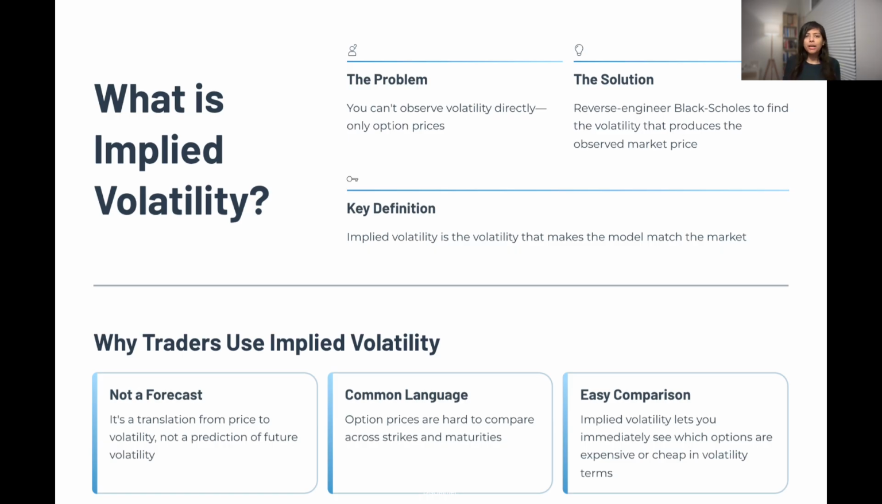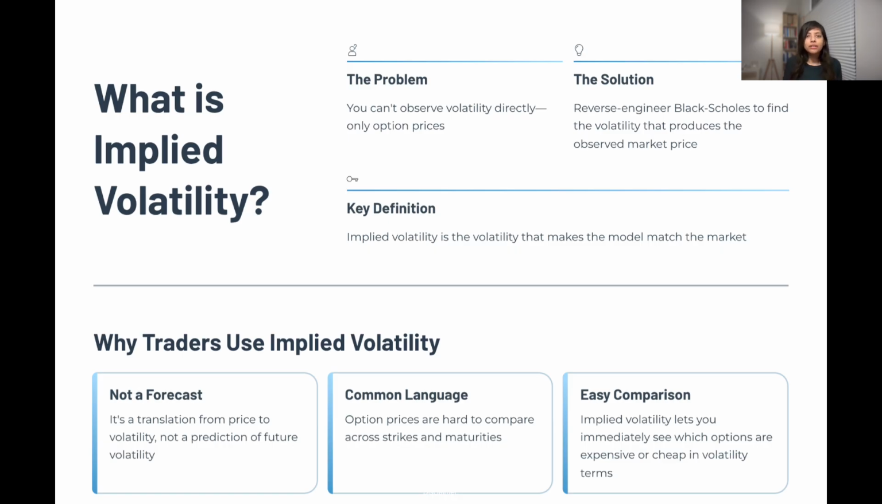So normally Black-Scholes works like this. You input the volatility and it outputs an option price. You input the other parameters along with the volatility. Now, with implied volatility, we go backwards. We ask what volatility would make the Black-Scholes formula produce this exact market price that we are observing. Now, that volatility, the one that makes the model match the market, is the implied volatility.